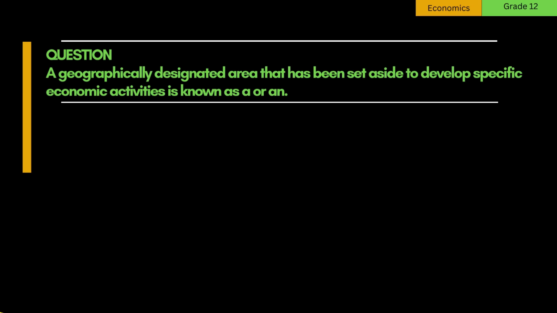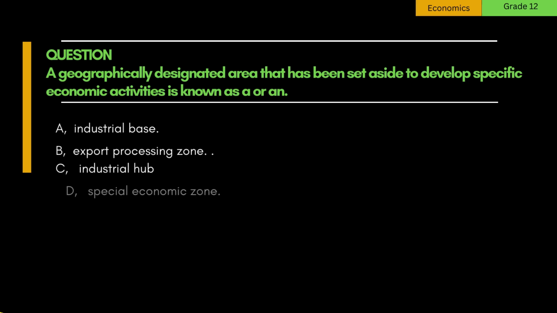Question. A geographically designated area that has been set aside to develop specific economic activities is known as a or an A. Industrial base, B. Export processing zone, C. Industrial hub, D. Special economic zone. The correct answer is D.